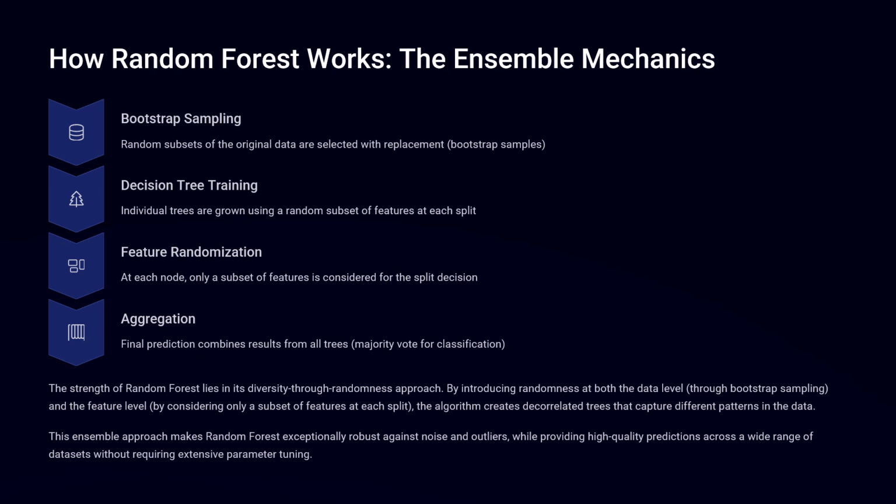The strength of random forest lies in its diversity through randomness approach. By introducing randomness at both the data level, through bootstrap sampling, and the feature level, by considering only a subset of features at each split, the algorithm creates decorrelated trees that capture different patterns in the data. This ensemble approach makes random forest exceptionally robust against noise and outliers, while providing high-quality predictions across a wide range of datasets without requiring extensive parameter tuning.